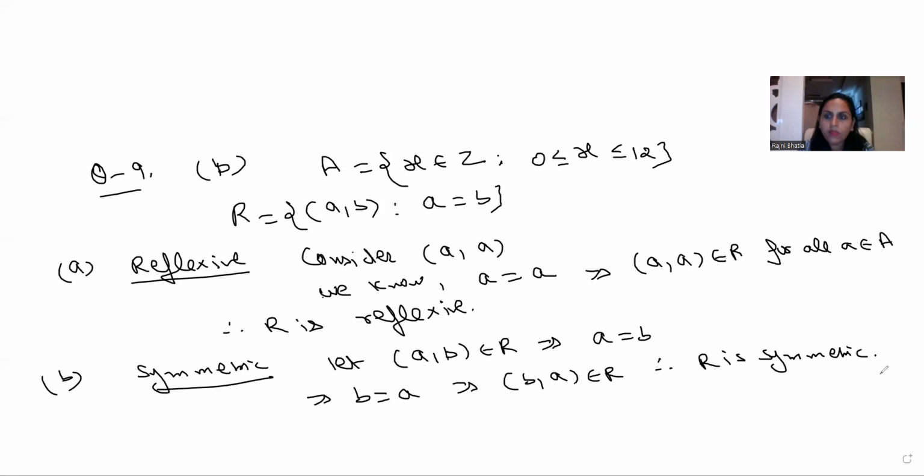So we have assumed, let (A, B) belongs to R. That implies A is equal to B. If A is equal to B, then B is also equal to A. This implies B is equal to A, which implies (B, A) belongs to R, and therefore the relation R is symmetric. Now next we'll move to the transitive part.